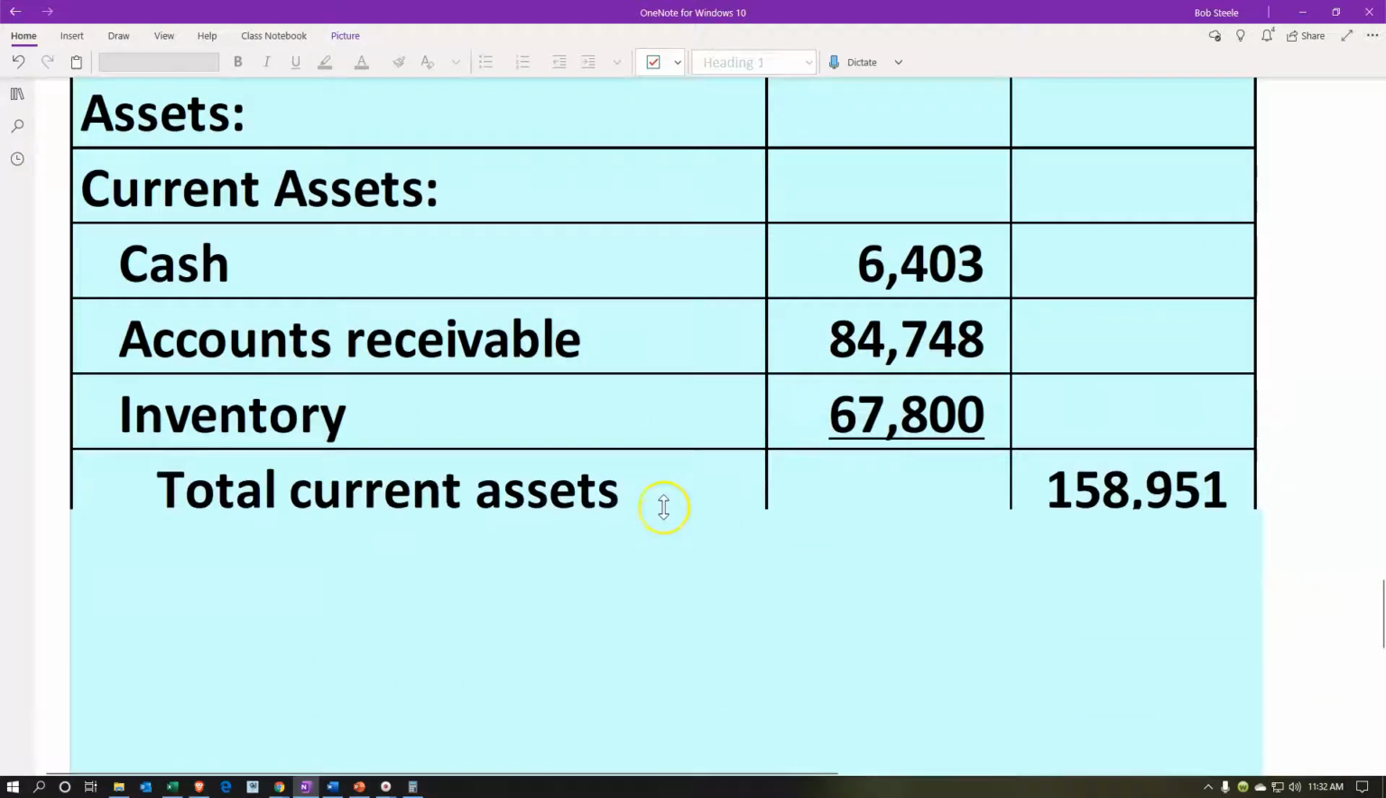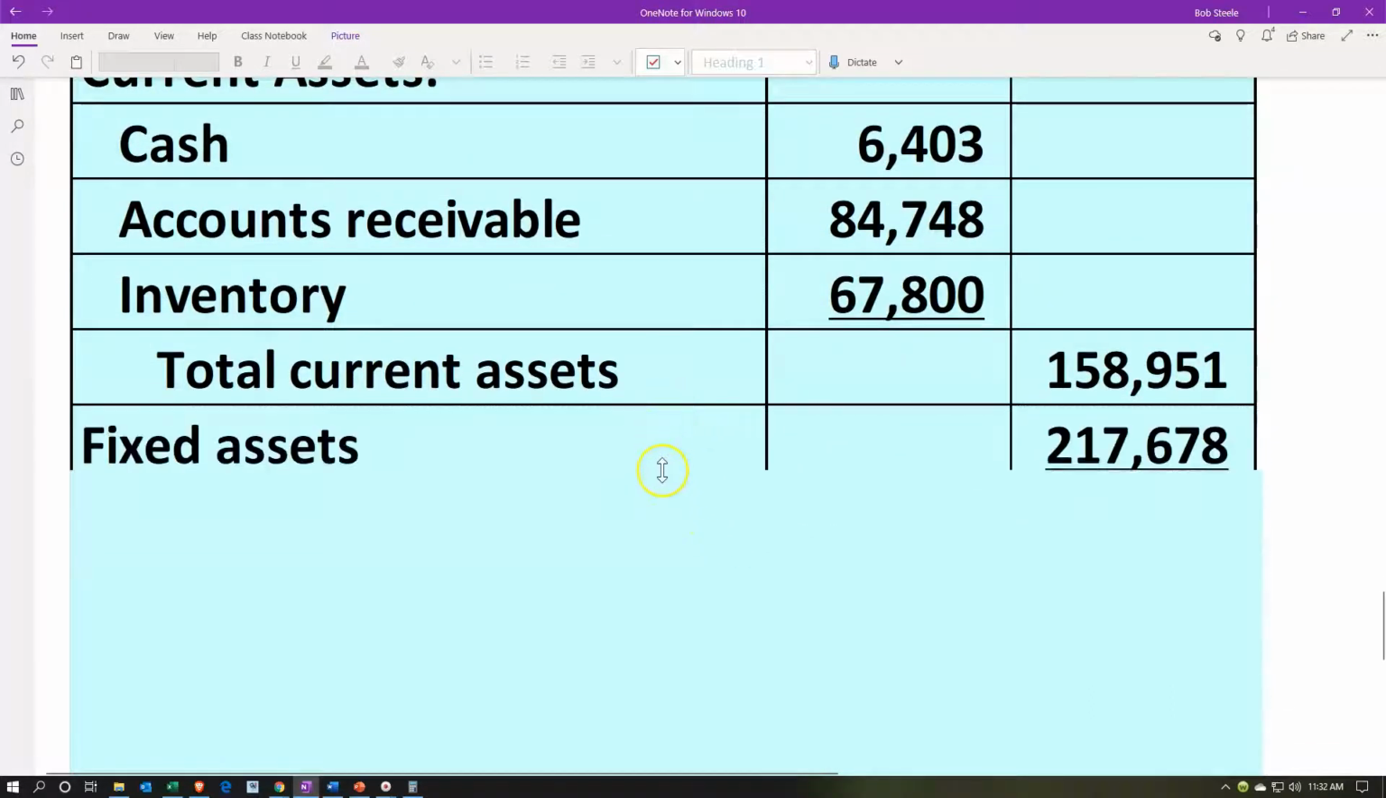67,800. And that's going to give us our total current assets. So we can add these up. Once you have these three items, you might then say, okay, now I can figure out the total current assets. So then you can say total current assets. We're going to add those three up.